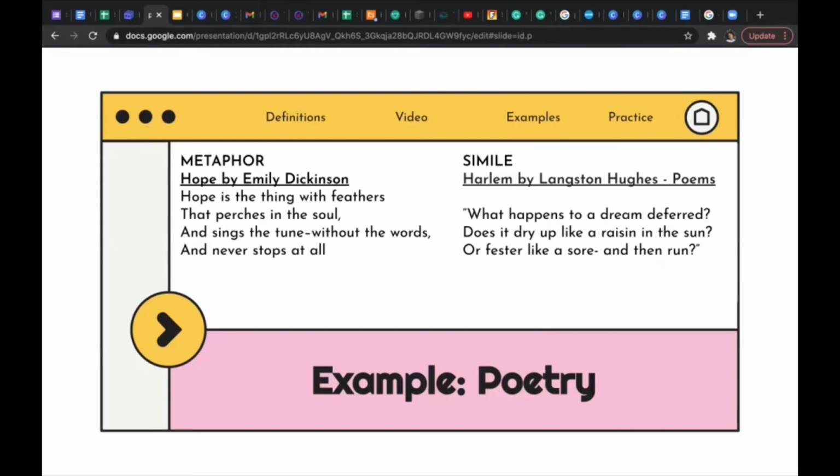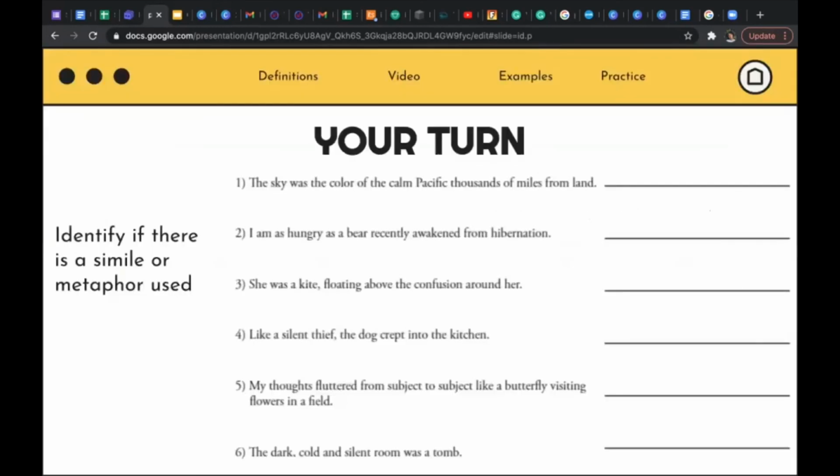For simile, we have Harlem by Langston Hughes, and the excerpt, I'll give you guys a second to read it. So it says, what happens to a dream deferred? Does it dry up like a raisin in the sun or fester like a sore and then run? So you see our first line is asking a question about a dream deferred, which means a dream that is given up, so lost hope. And the next line is, does it dry up like a raisin in the sun or fester like a sore and then run? So the poet Langston Hughes is comparing a dream deferred to a raisin in the sun or a sore that has festered, and by using like in this poem.